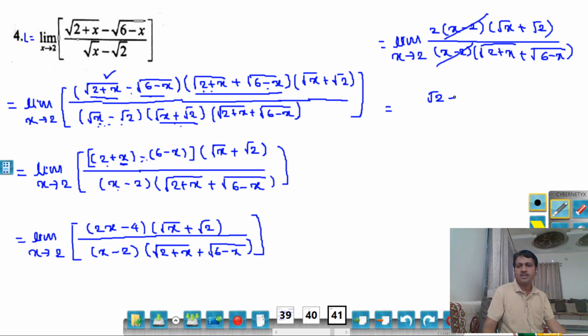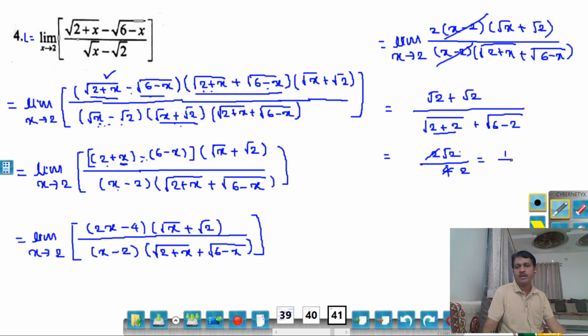which is 2. You will get root 2 plus root 2 divided by the denominator, 2 plus 2 plus under root of... I am just putting x to be 2, so root 2 plus root 2 is 2 root 2, and in the denominator 2 plus 2 is 4, its square root is 2, and again 2, so it will be 4. Then you can divide by this 2 to the denominator, 2 to the 4 will be there, again divide by this root 2 to the denominator, you will get 1 by root 2 as the final and correct answer.